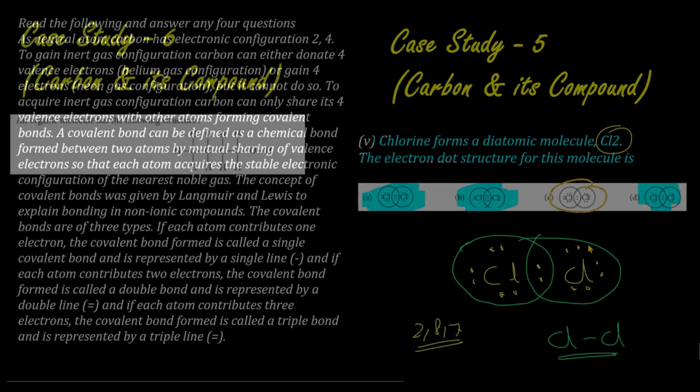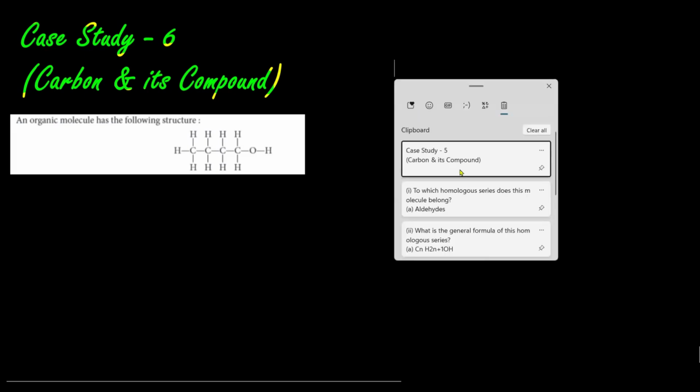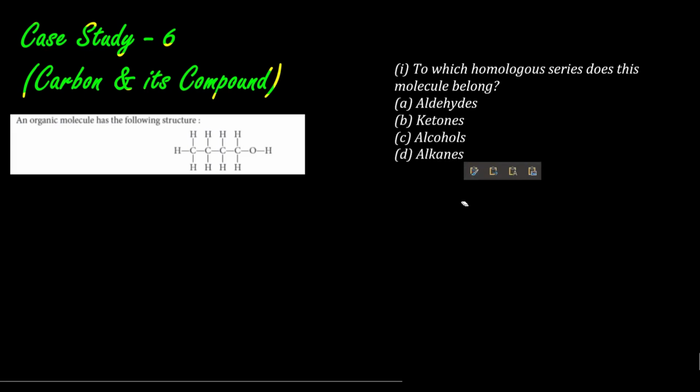Now we'll come to case study question number 6, based on the chapter Carbon and its Compounds. As you can see, an organic molecule is given here with this structure. Now let's see what the questions related to this are. This is the first question. It says, to which homologous series does the following belong? So you can see that each of them is bonded by a single carbon atom, and this is OH, right? OH is what? Alcohol. So this is alcohol. A very simple question, I can see.